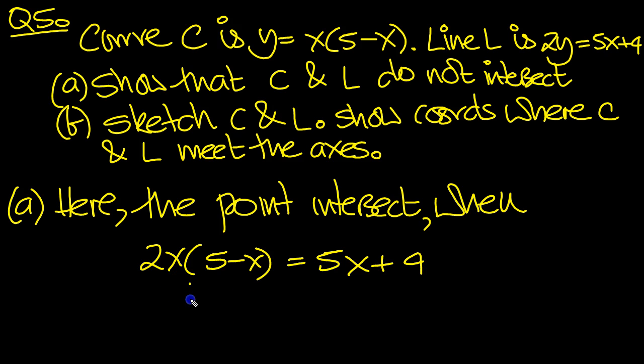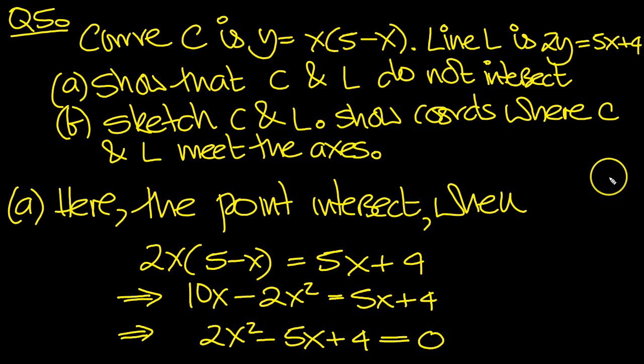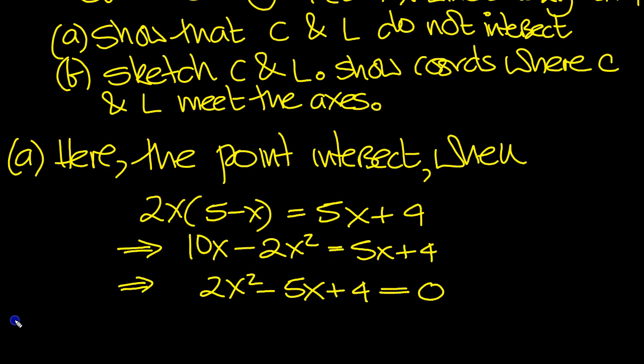So let's expand the bracket then. We get 10x minus 2x squared equals 5x plus 4. Move everything over onto one side. Let's move the minus 2x squared over, so it becomes 2x squared. Move the 10x to minus 10x. 5 take 10 is minus 5x. There's already a plus 4 there. Everything's been moved over, so read it from right to left then. That equals 0.